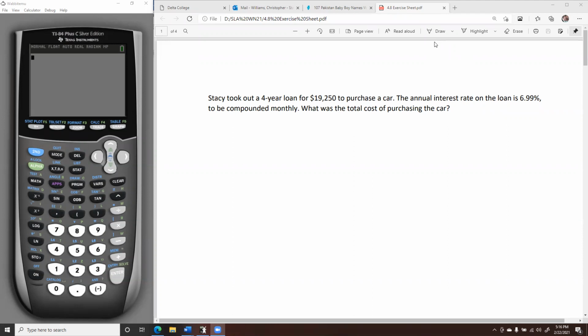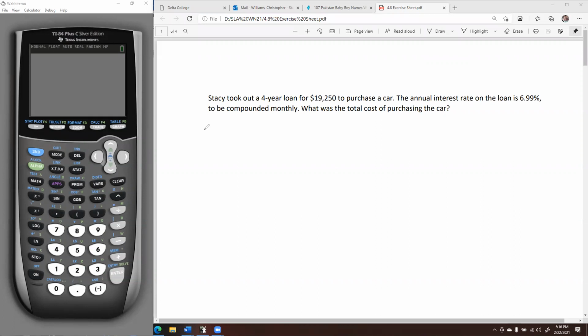So we have Stacy took out a 4-year loan for $19,250 to purchase a car. The annual interest rate on the loan is 6.99% to be compounded monthly. What was the total cost of purchasing the car?